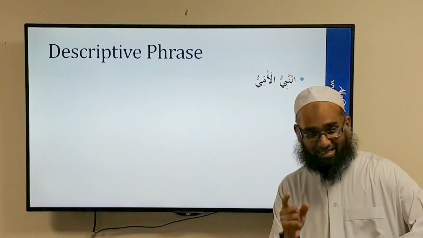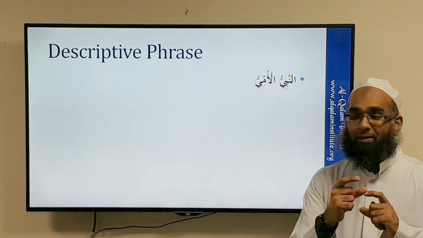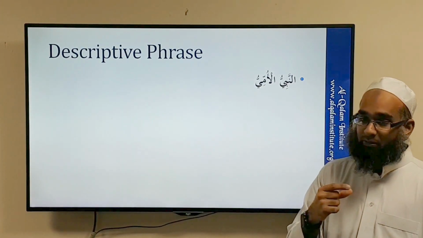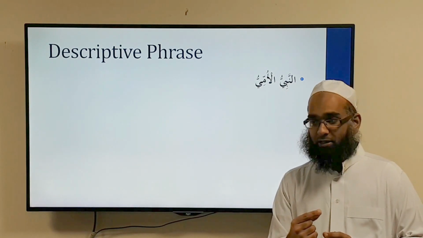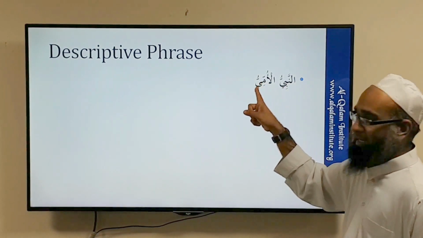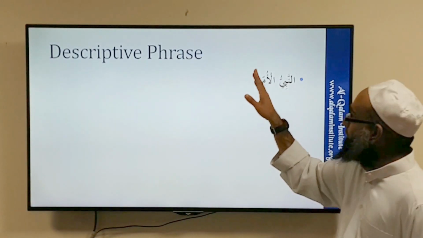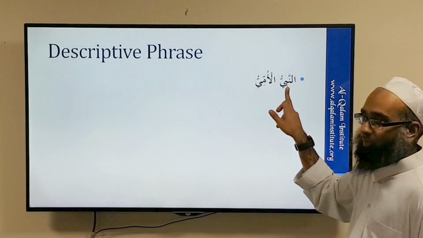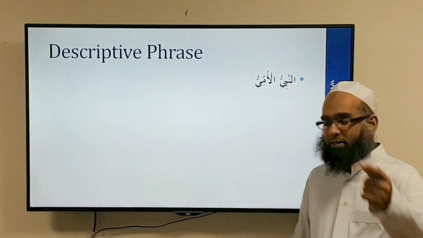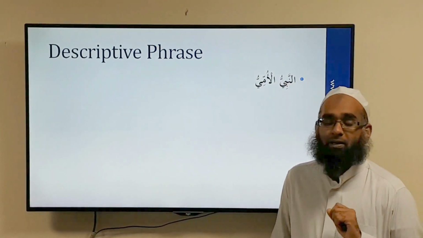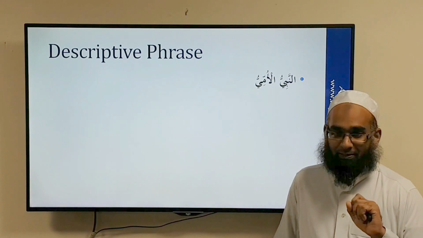So what does this mean? Now, when you translate this, you translate the opposite way. Why? Because in English it is adjective, noun, and Arabic is noun, adjective. But you don't translate word for word. You don't say prophet unlettered. What do you have to say? Unlettered prophet. Now, the question arises, what's the difference between a mubtada khabar and a noun adjective?